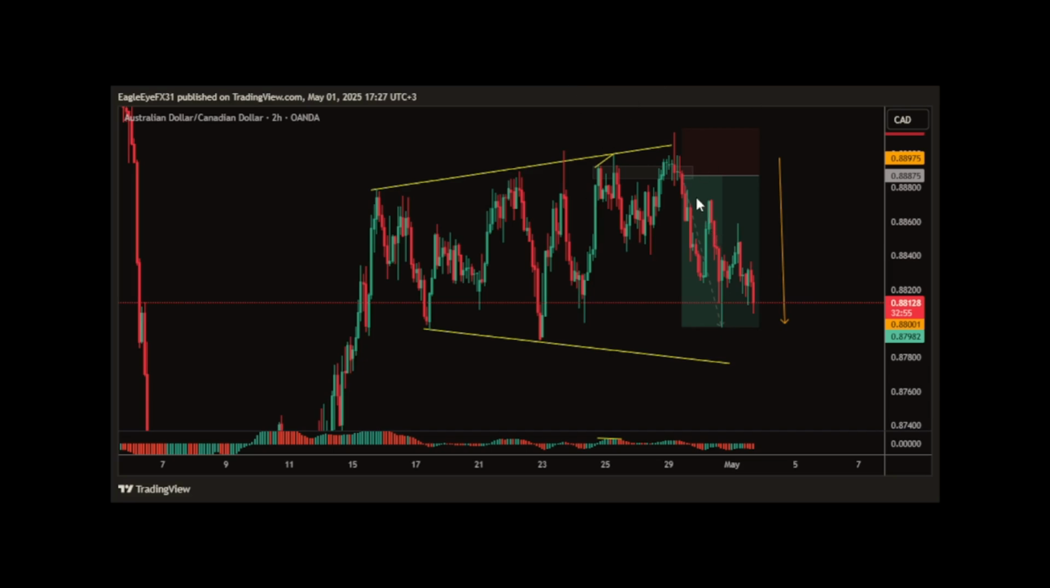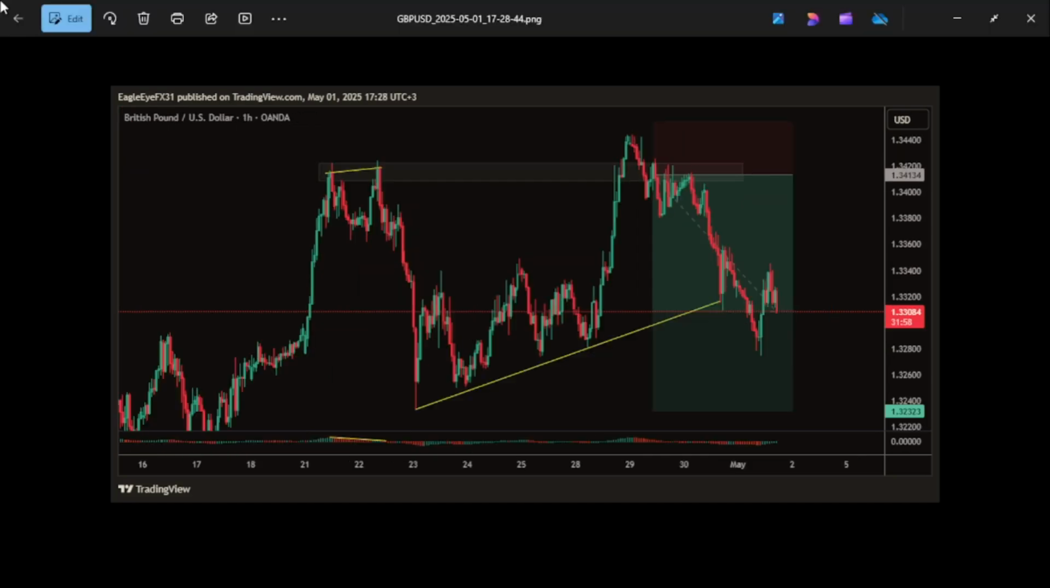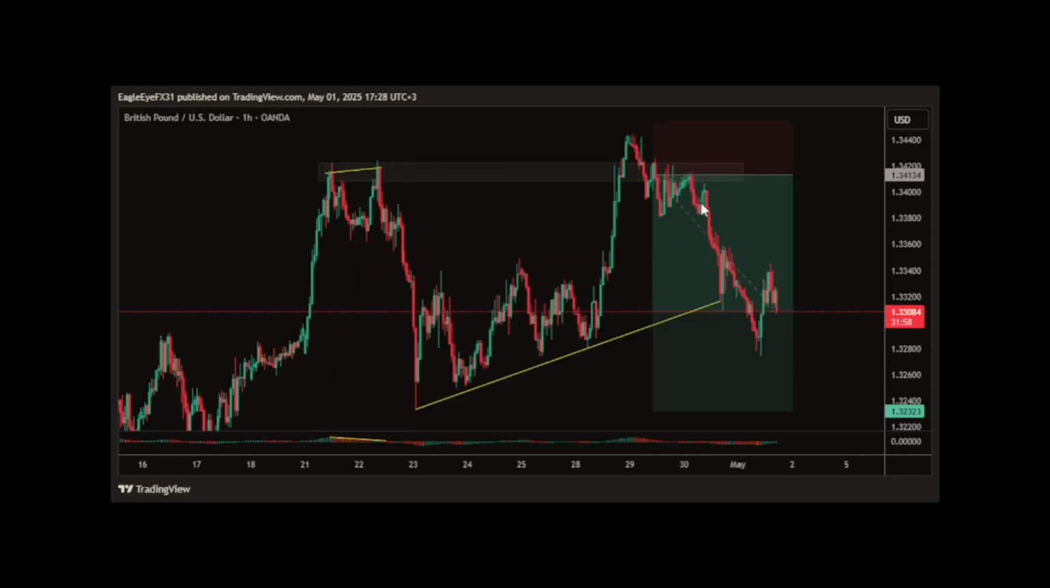So you can see how AUD card played out. You can see that we had this push to the downside. I'm gonna show you on the charts as well. And also we have this GBP USD. You can see that it also actually played out. So let's jump into the charts and look at this.